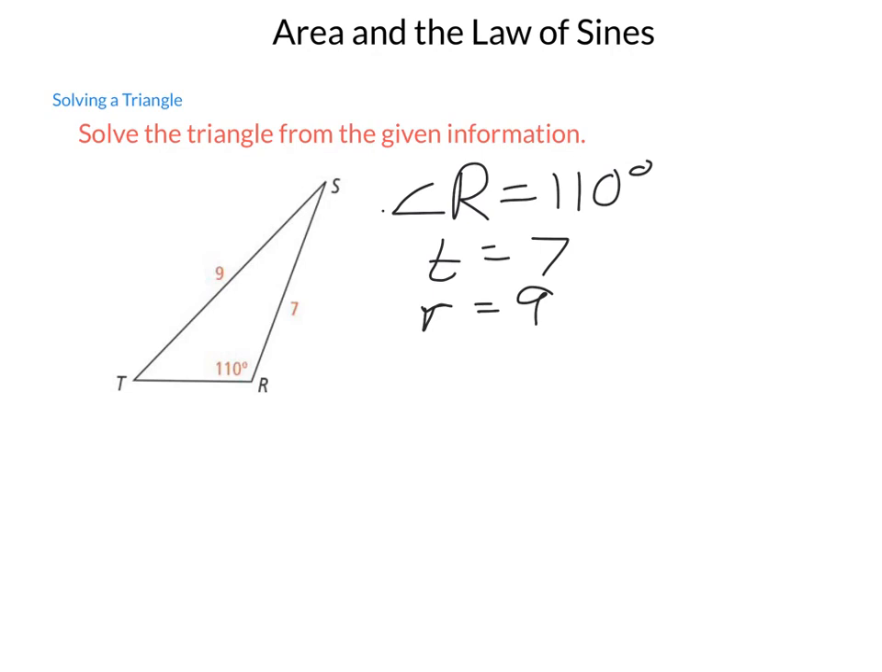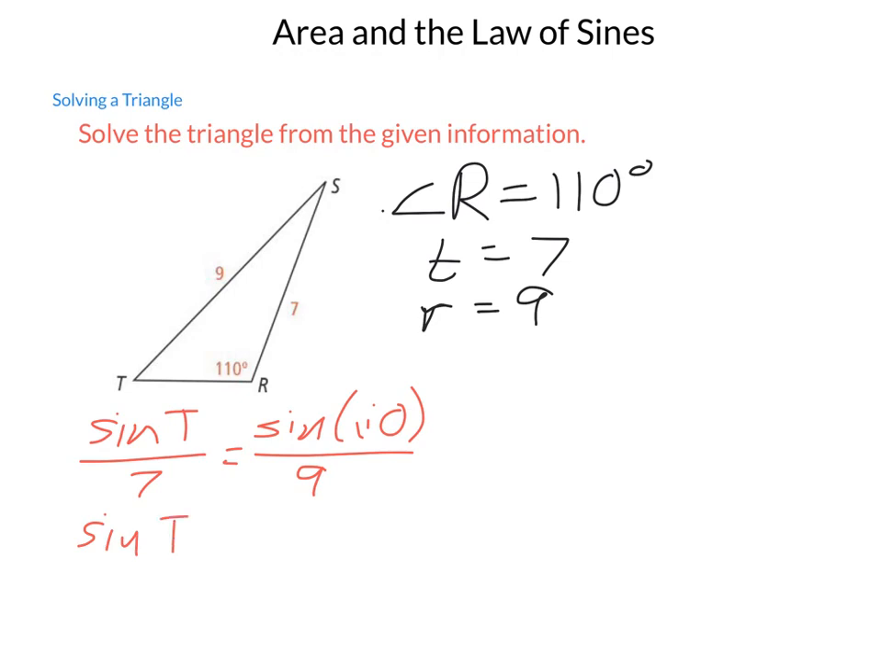So let's start out with the ratios and see what we can solve out from there. So let's go that the sine of angle T over side length T, which is 7, is equal to the sine of angle R, 110 degrees, over side length R, which is 9. Now solving this for T, I'm going to multiply my 7 out of this denominator. So I have the sine of T equals 7 times the sine of 110 degrees over 9.